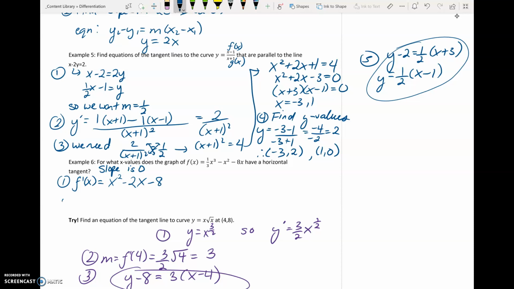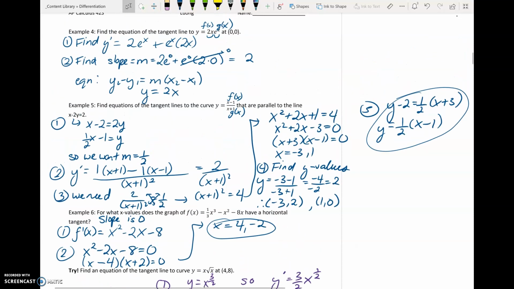Now we want to set this equal to 0 because the slope has to be 0. Now we're going to factor to solve for our x value. This will be x minus 4, x plus 2. So then x is equal to 4 and negative 2. So that's the x values that will have a horizontal tangent for our graph of f. Now go ahead and do that try it yourself question right now, and then when you're ready you can take a look at the solution.